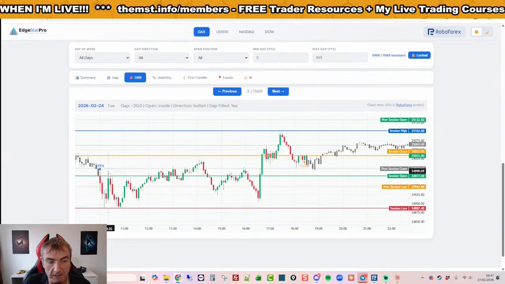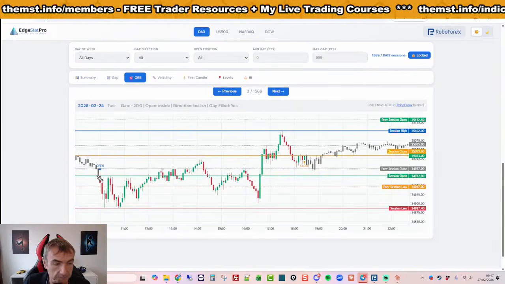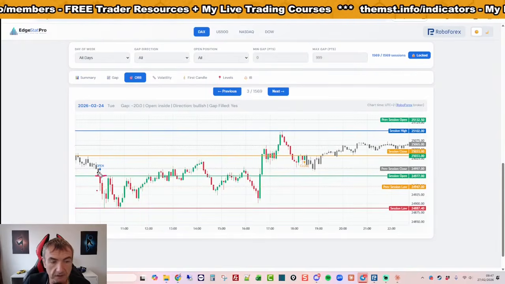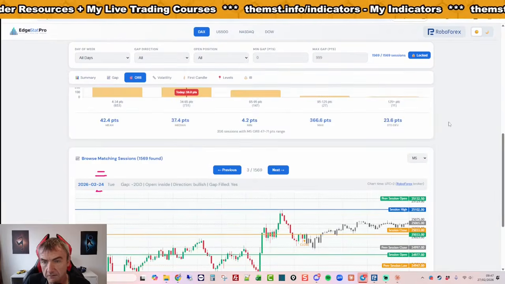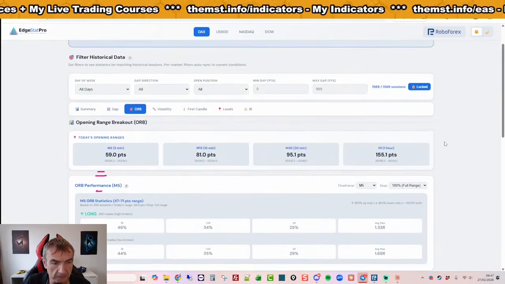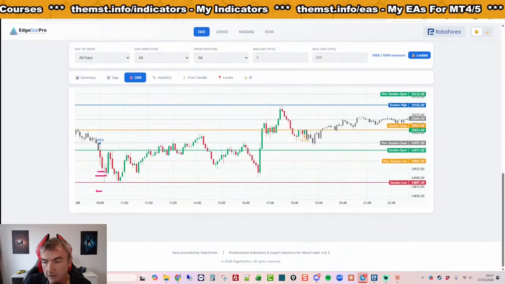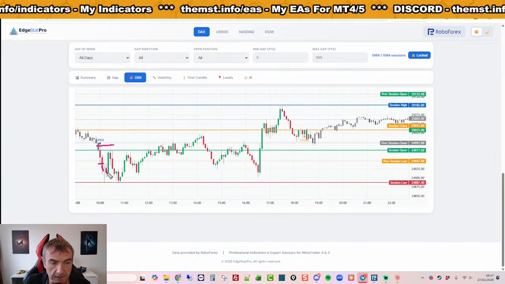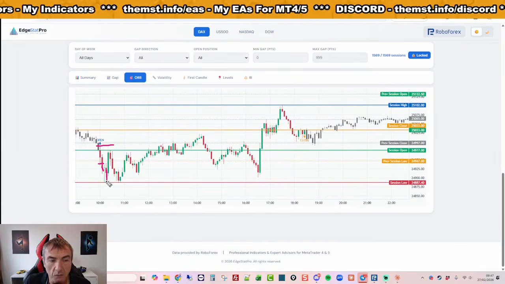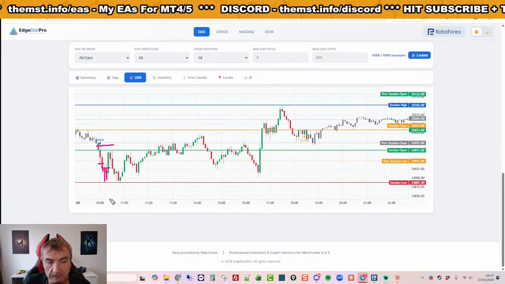Just trying to find one. There you go. That's a perfect example, right? See that? So there's our break, there's our 5 minute open. Am I on the 5 or on the 15 here? 5, yeah, so that's a 5 minute chart. So there's our break to the downside. Bang, bang, bang. So we got a lovely big upside rejection there after 15 minutes.